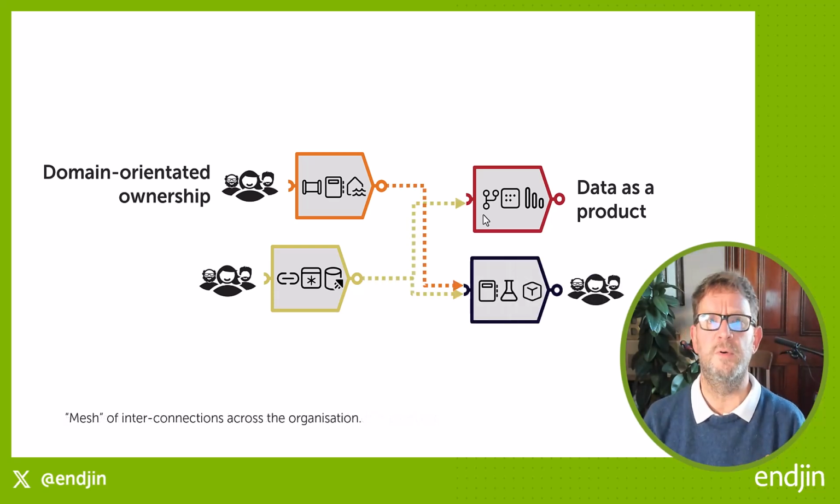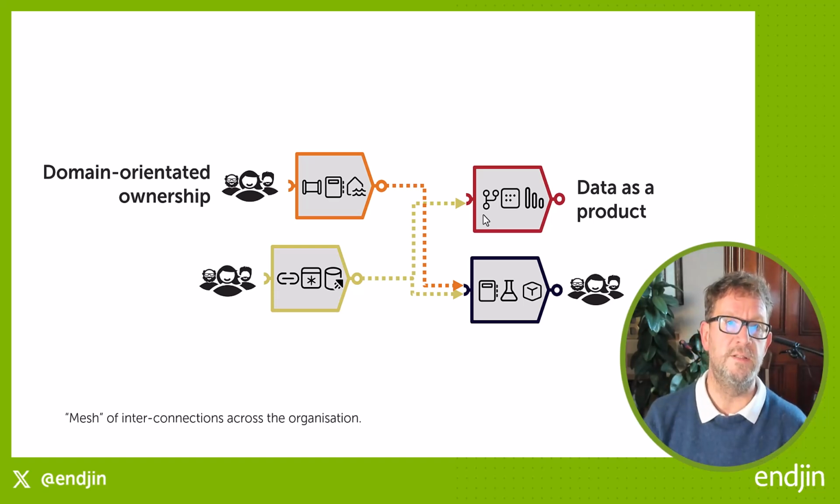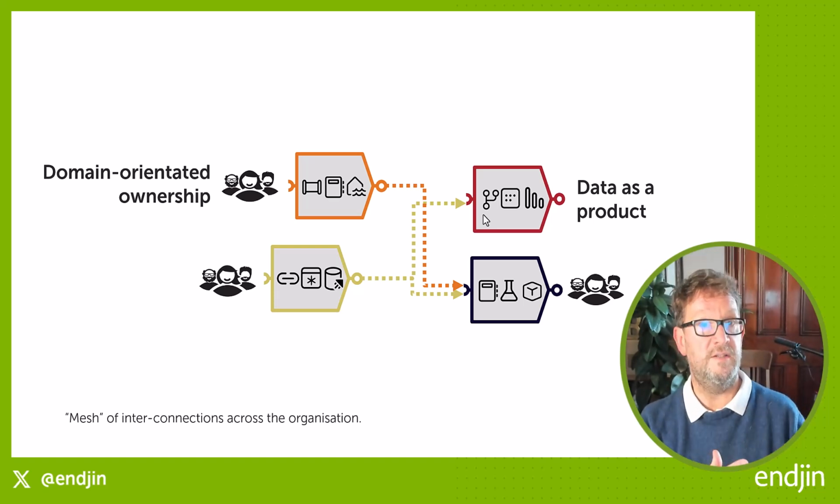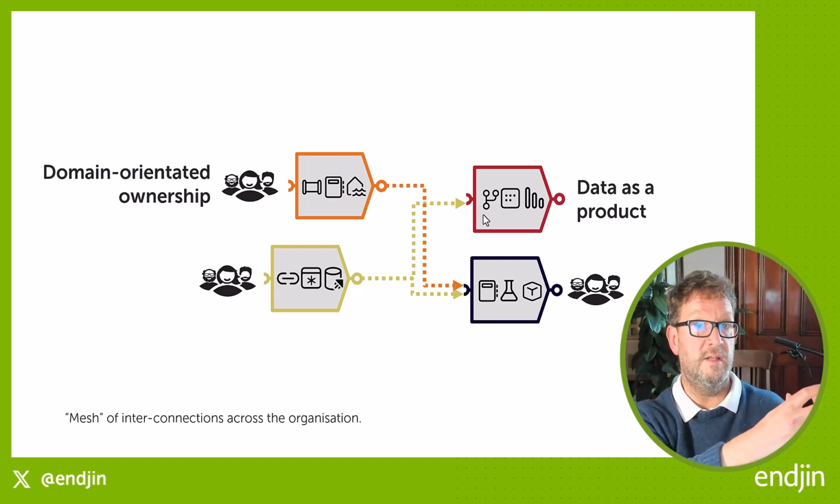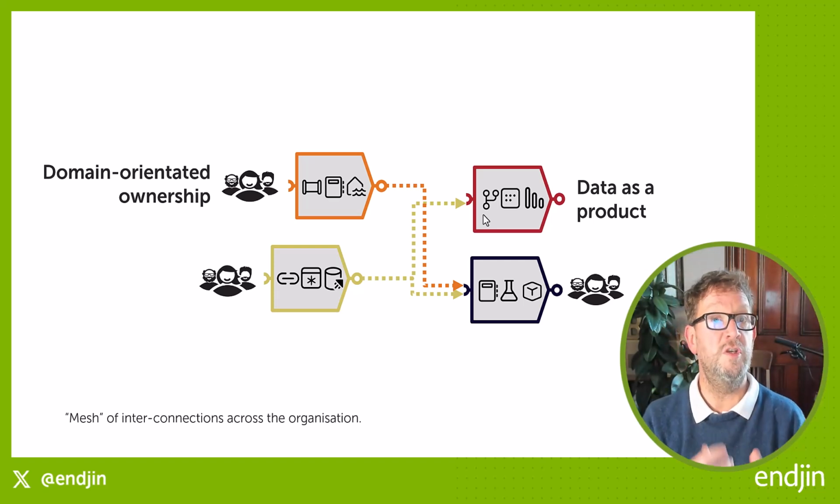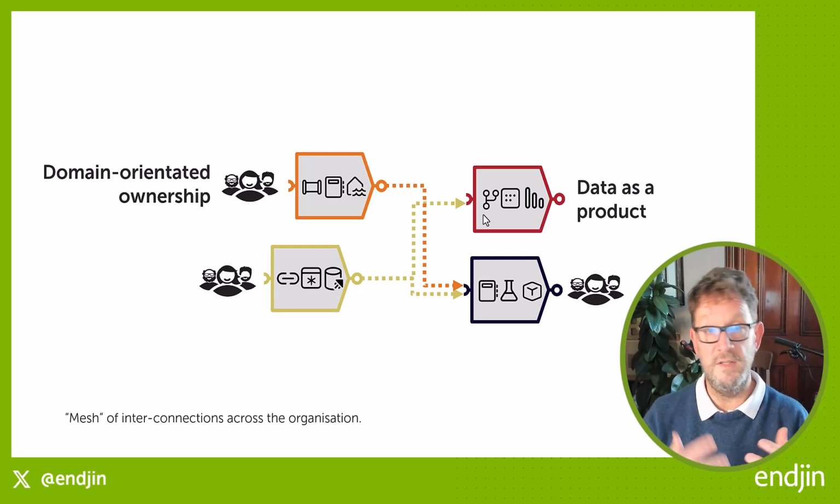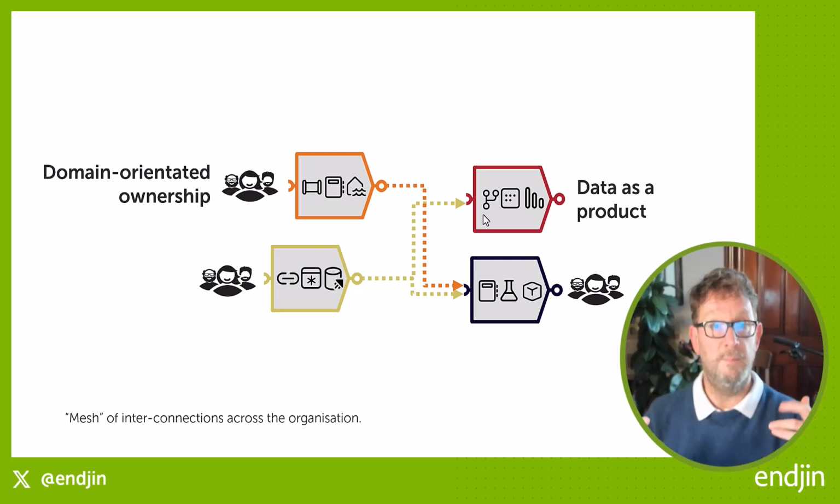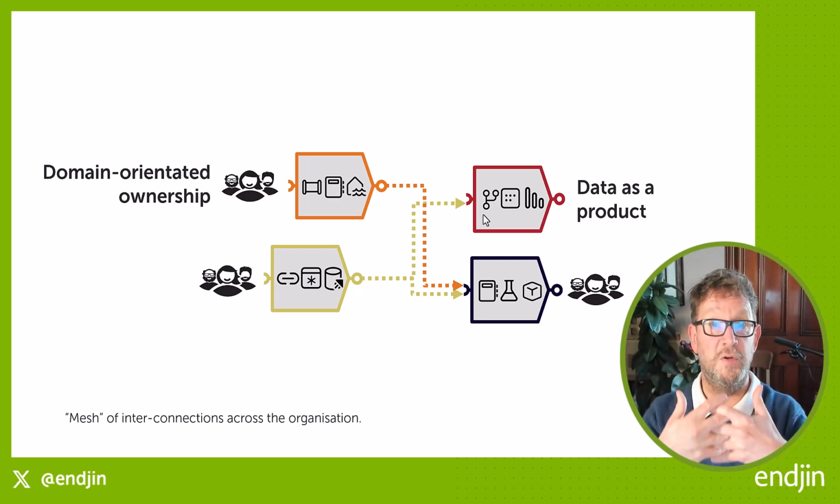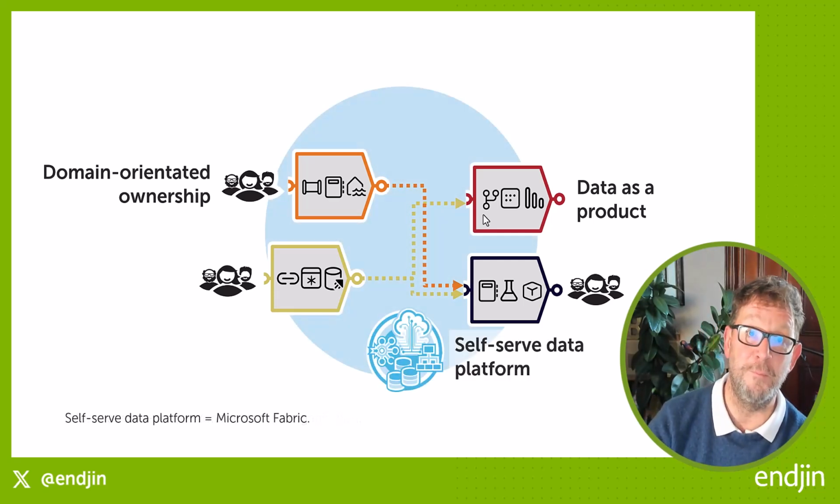Now, because these data products are discoverable and addressable, they can be combined in new ways. For example, the finance team may use data products that they discover in other departments as the inputs to a new machine learning data product that they create to predict future revenue for the organization. Now, these interconnections over time build up like a mesh across the organization, and this is, of course, where the mesh in data mesh comes from.